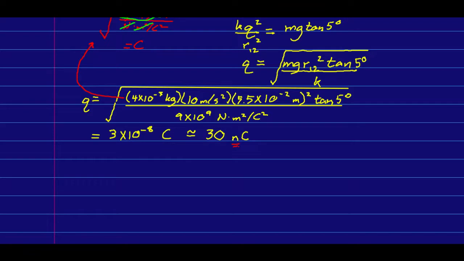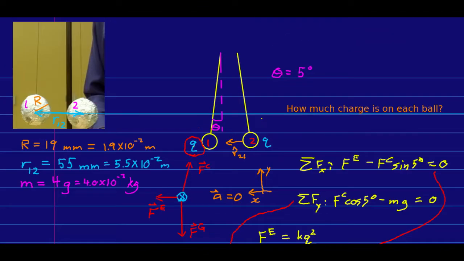And if you don't know your nano, micro, and so on, get to know them, because we'll have a lot of them this term. Nanocoulombs, or tens of nanocoulombs, turn out to be fairly typical for objects that we charge by rubbing and so on, that are on about the scale of things that you can hold in your hand.